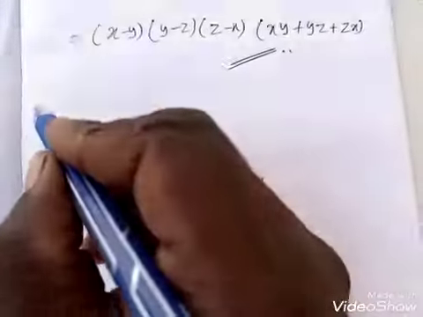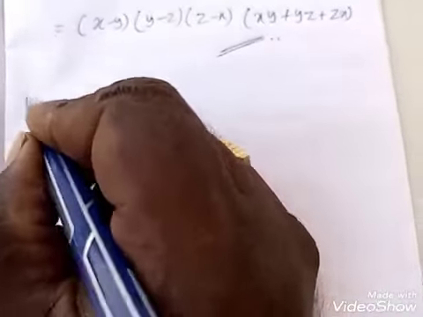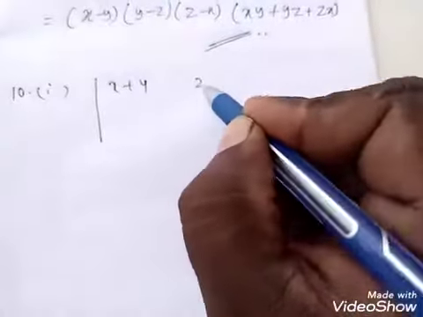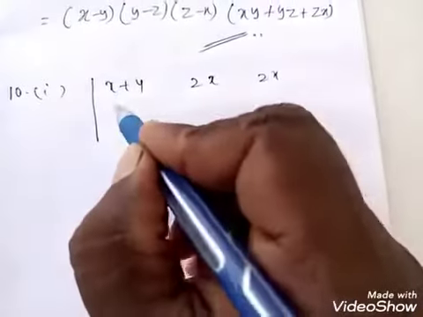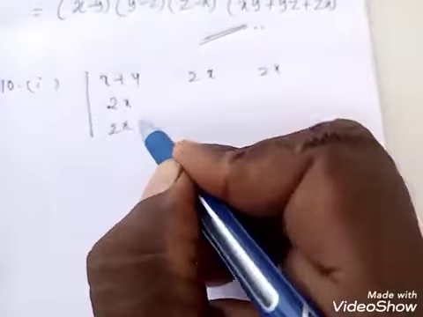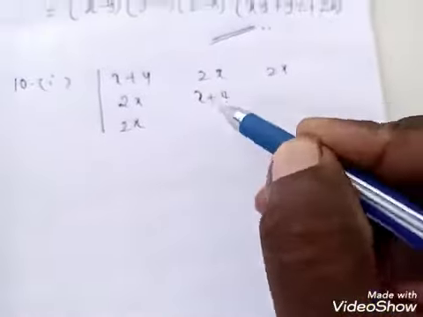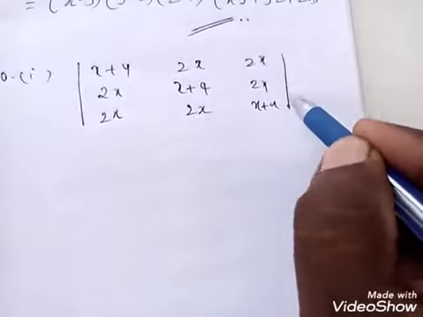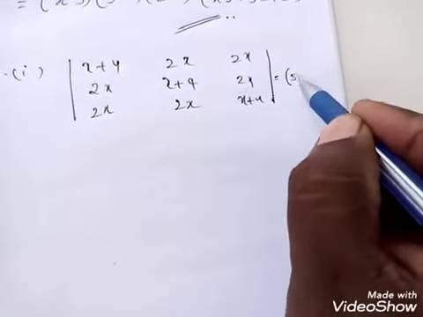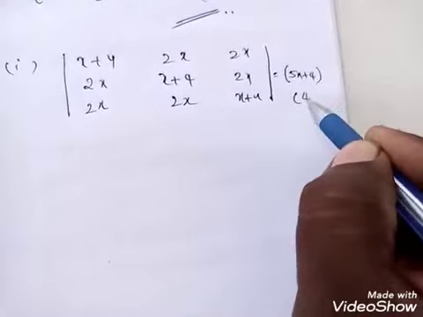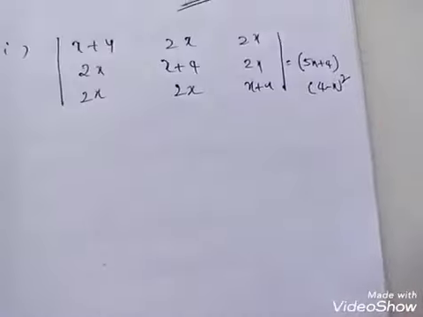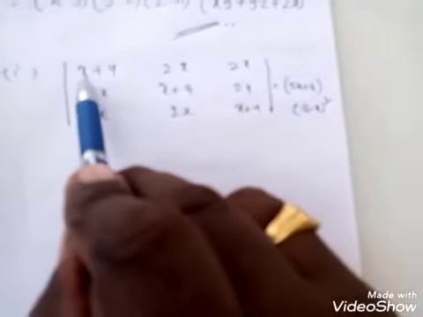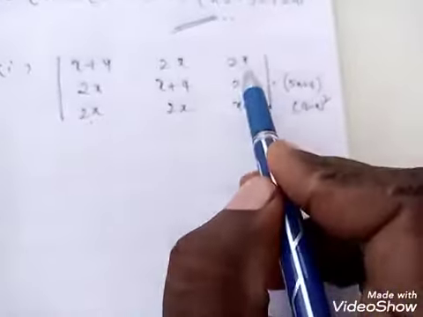Now problem number 10, the first problem. What is the first problem? Prove that the determinant of x plus 4, 2x, 2x; 2x, x plus 4, 2x; 2x, 2x, x plus 4 is equal to 5x plus 4 into 4 minus x whole square. Okay, now by seeing this one, x plus 2x plus 2x, 4x plus x, 5x plus 4, you are getting 2x plus 2x, 4x plus x.